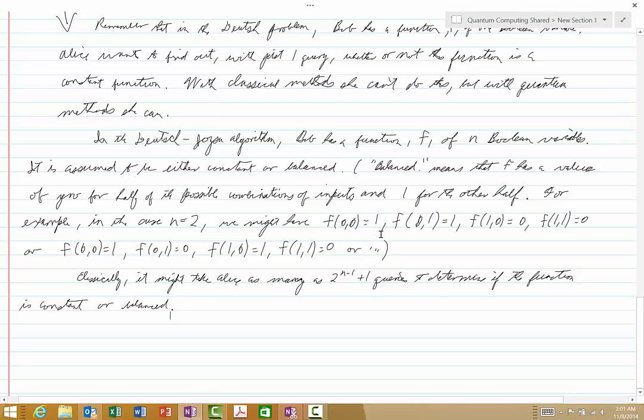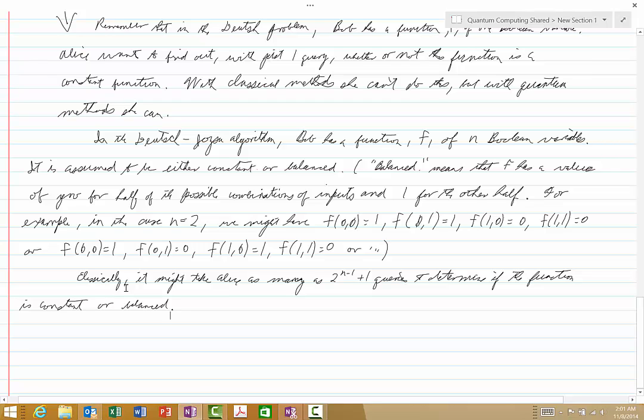But the point is, since she doesn't know what the function is, she might be unlucky, and the only guarantee is that in 2^(n-1) + 1 queries, she can find out. She might be able to find out more quickly than that, but maybe not. This is the worst case, and that's classically speaking.